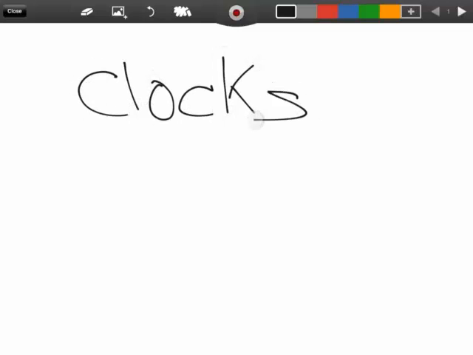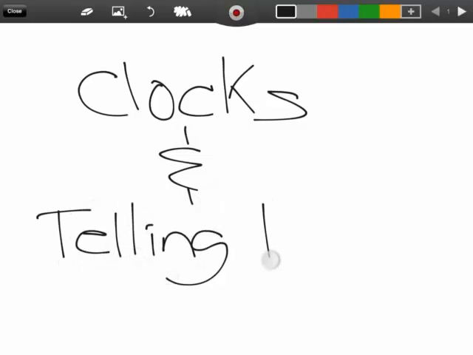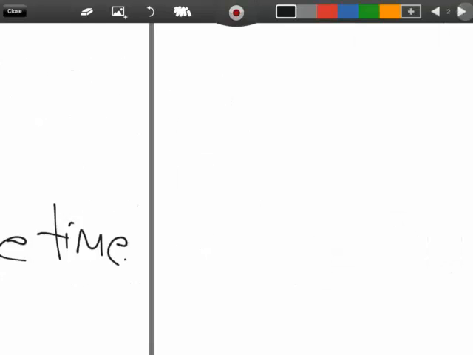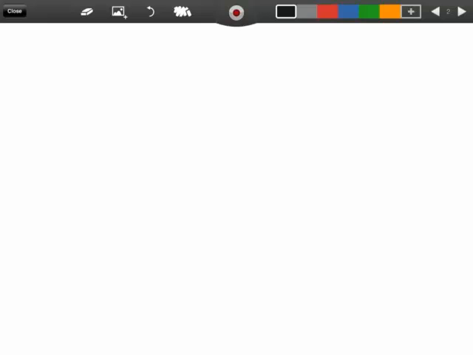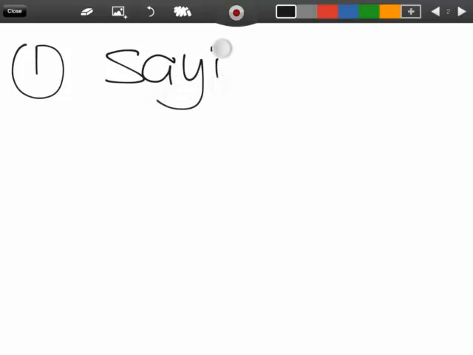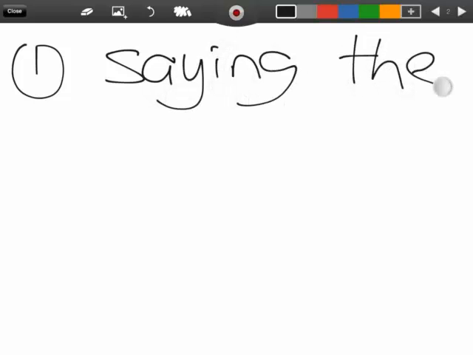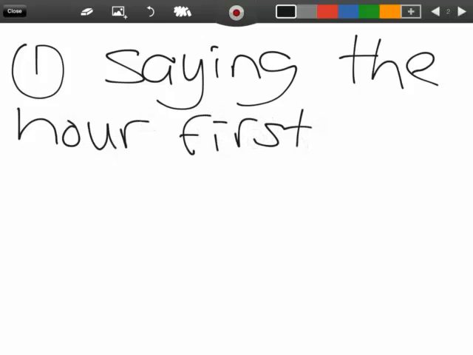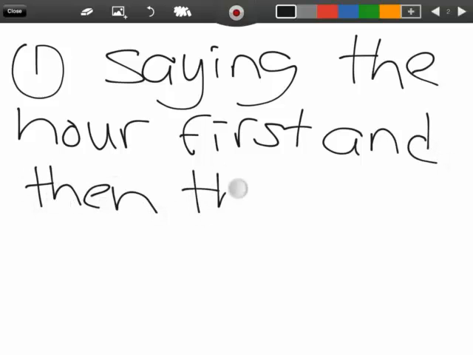Today we are going to be learning clocks and telling the time. Let's get started. First of all, there are two common ways of telling the time. One of them is saying the hour first and then the minutes.